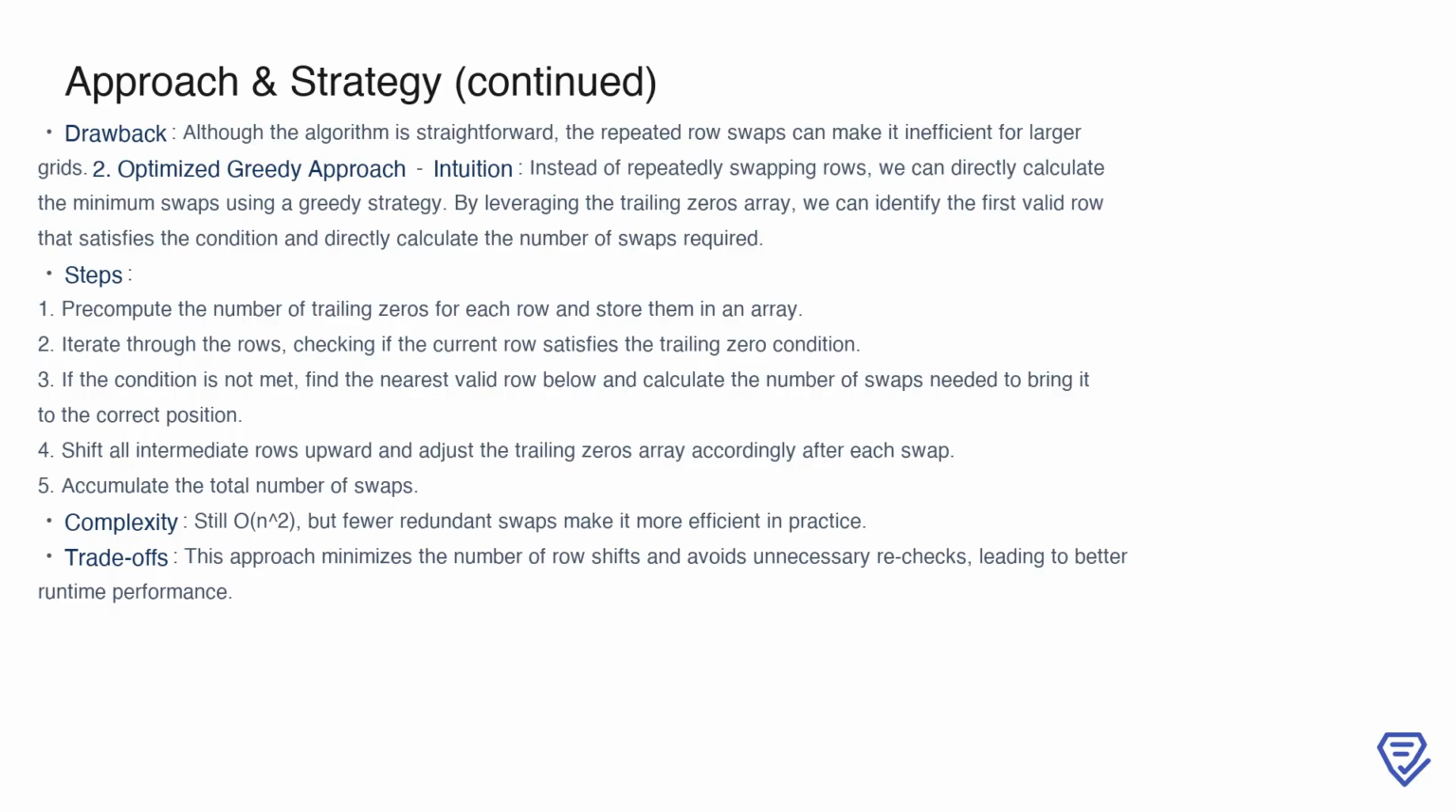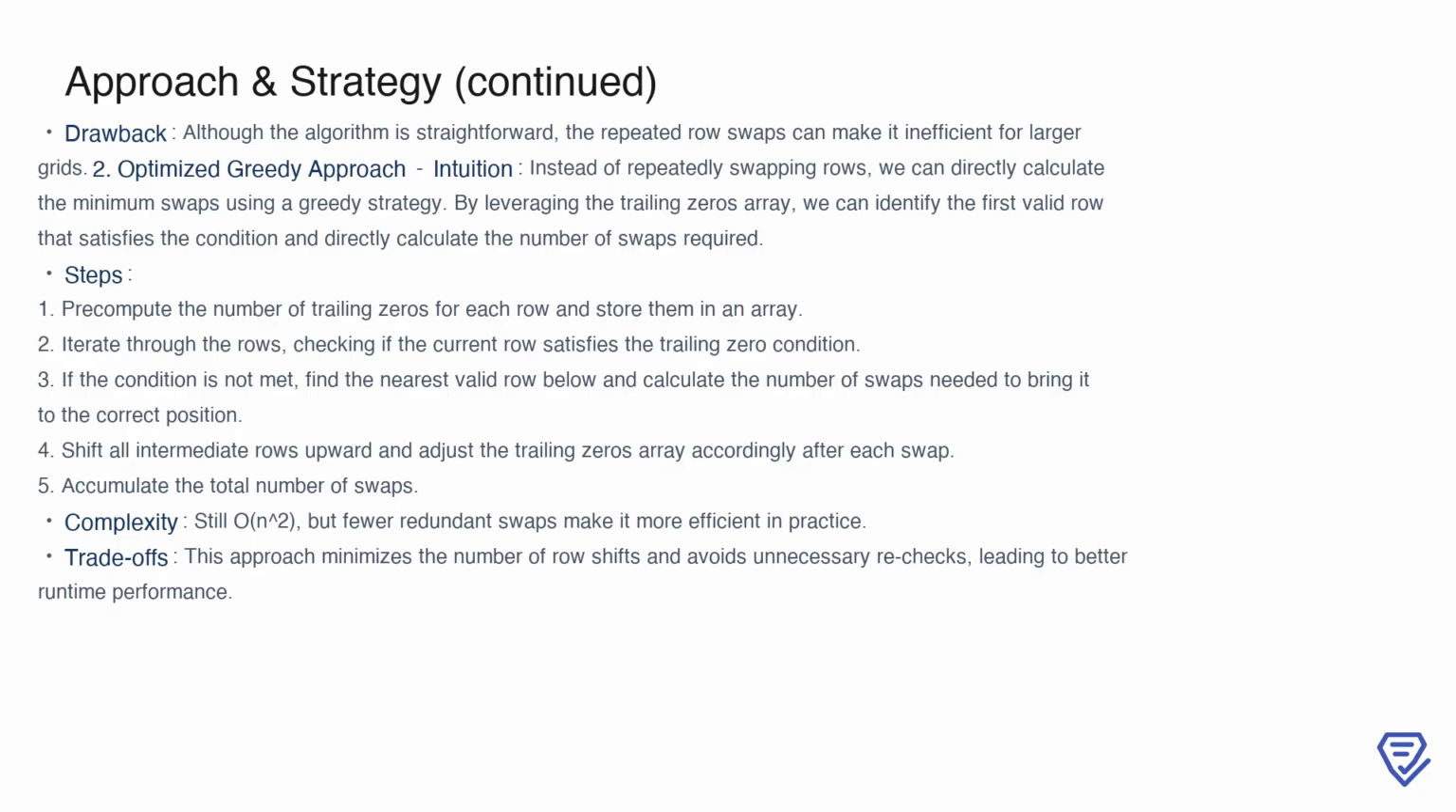To address this, we can use an optimized greedy approach. This strategy eliminates redundant swaps by directly calculating the minimum swaps needed. The key here is to use the trailing zeros array to identify the first valid row below the current one and bring it into position with minimal movements.